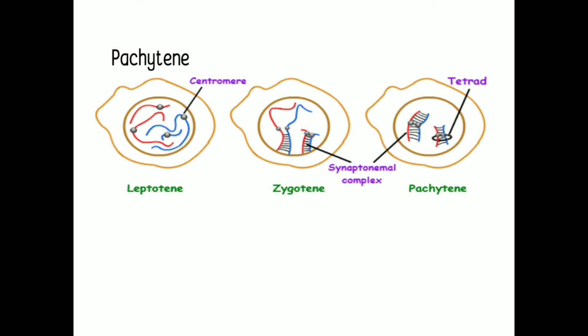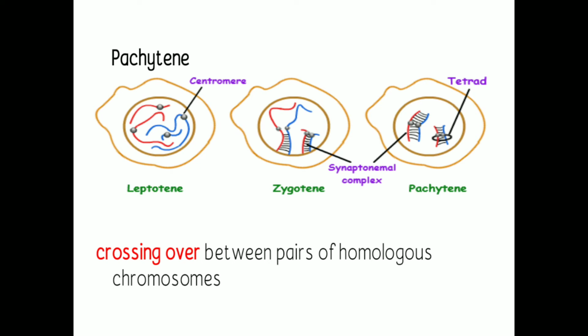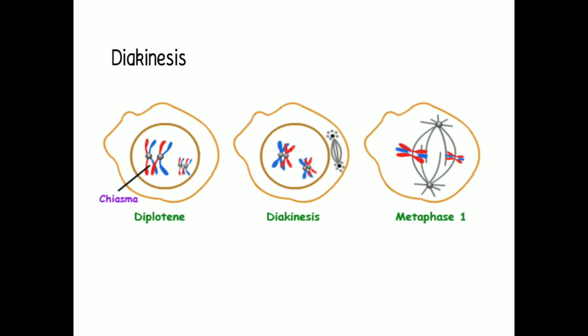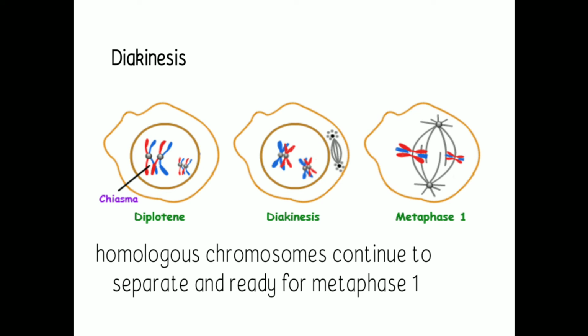Followed by the zygotene is the pachytene. During the pachytene, there is crossing over between the pairs of homologous chromosomes or the bivalent. Okay, when we say crossing over, there is an exchange of chromosome segments between the two chromosomes. During the stage of diplotene, the homologous chromosomes start to separate but remain attached by the chiasmata. When we say chiasmata, it is the point at which the chromosomes remain attached and at which crossing over and exchange of genetic material occur between the two strands of the chromosome. And lastly, we have the diakinesis, wherein homologous chromosomes continue to separate and get ready for metaphase 1.